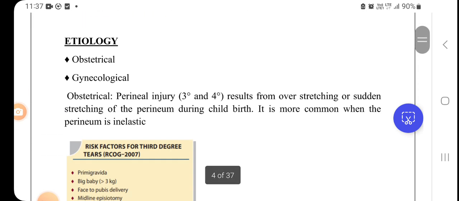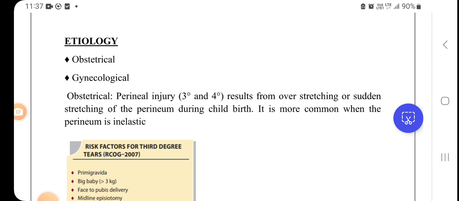Next we will see the etiological factors. Complete perineal tear etiology is divided into 2, that is obstetrical and gynecological. Obstetrical: perineal injury, third and fourth degree, results from overstretching or sudden stretching due to childbirth. As we know, during childbirth there is stretching of the perineal muscles. So because of the overstretching or sudden stretching, what will happen? There will be injury to the perineal muscles.